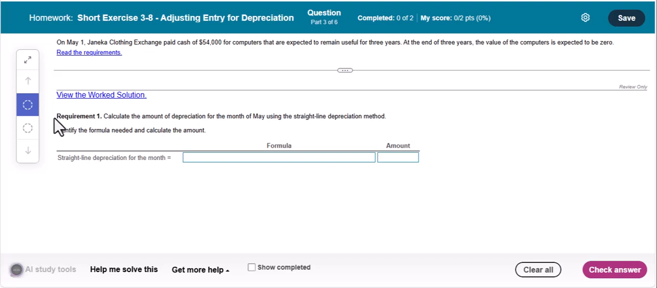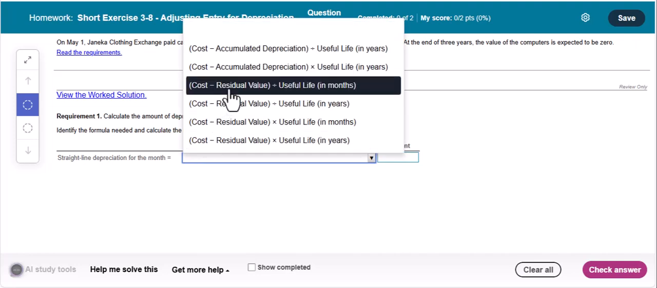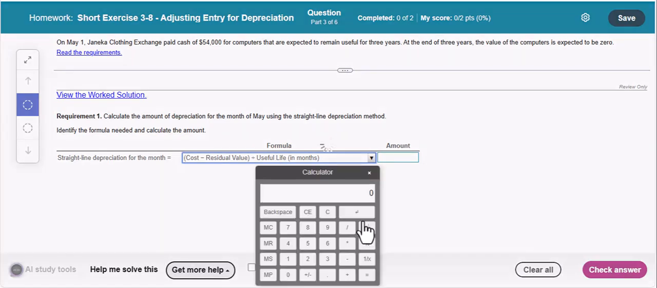So requirement 1, we have calculate the amount of depreciation for the month of May using the straight line depreciation method. Identify the formula needed and calculate the amount. So what is the formula in words for straight line depreciation? You need to take the cost of the asset, then you subtract residual value, and then you divide by useful life. And in this case, it is useful life in months. So let's go ahead and get our calculator open to figure out what that amount is for this problem.